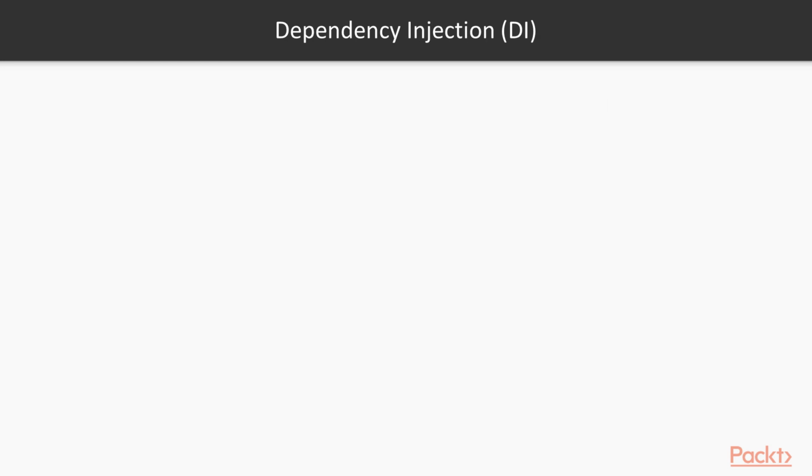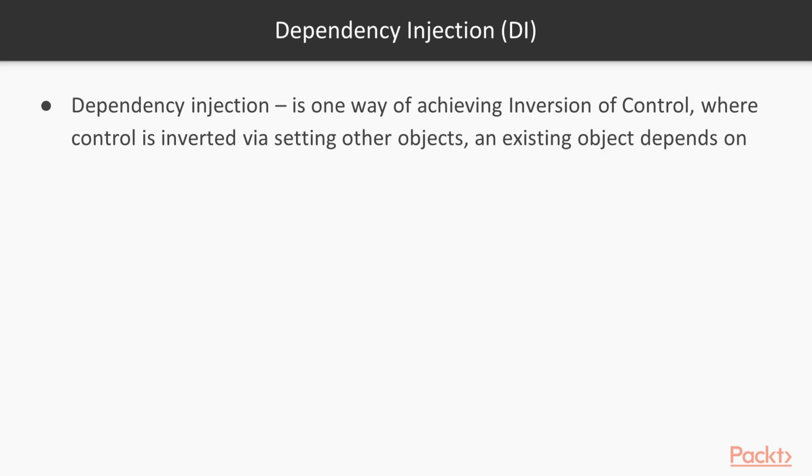Then another very important part of inversion of control is dependency injection. And dependency injection is basically one way of achieving inversion of control, where control is inverted via setting other objects an existing object depends on.